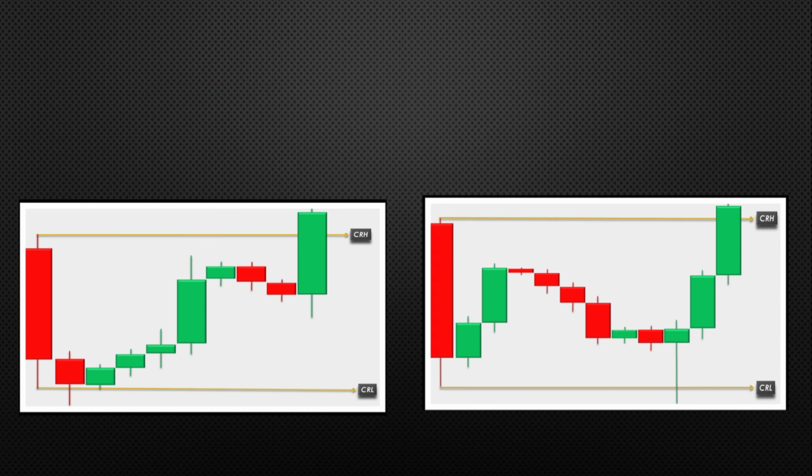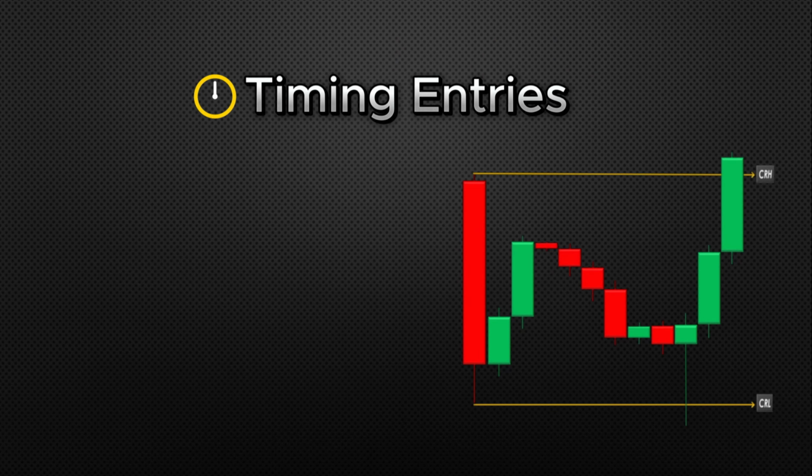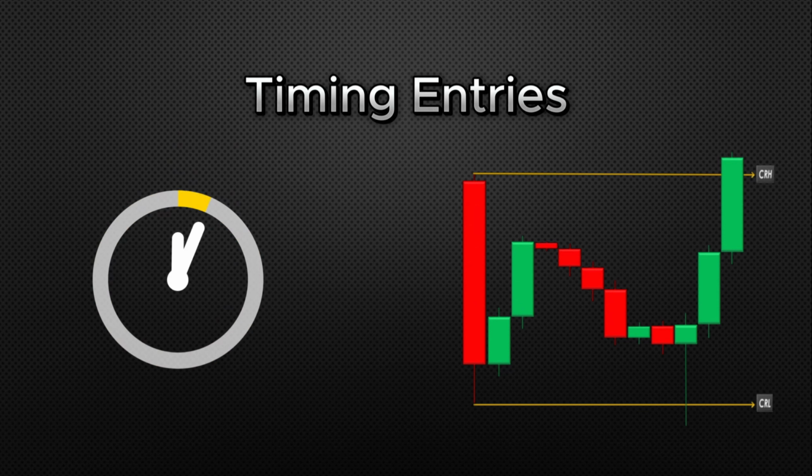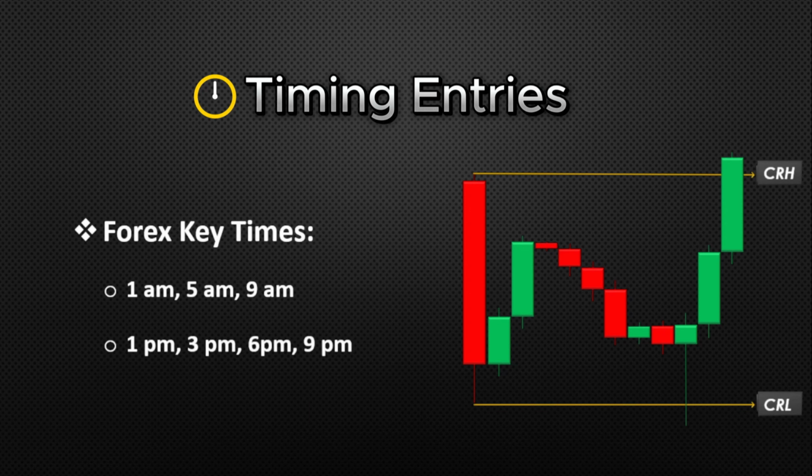One of the most critical aspects of using CRT effectively is timing your entries. You need to be aware of the key times when the market is likely to form CRT patterns. In the Forex market, there are specific times when price action tends to be more reliable for these setups. 1 a.m., 5 a.m., 9 a.m., 1 p.m., 3 p.m., 6 p.m., 9 p.m.